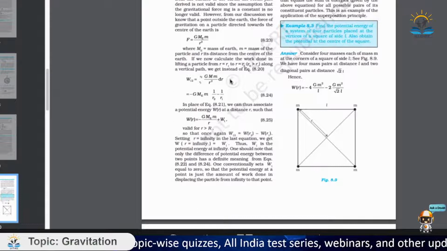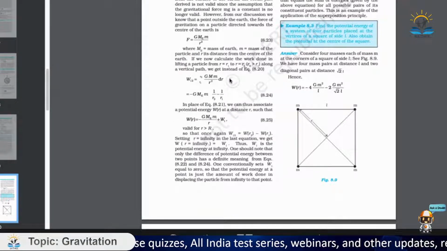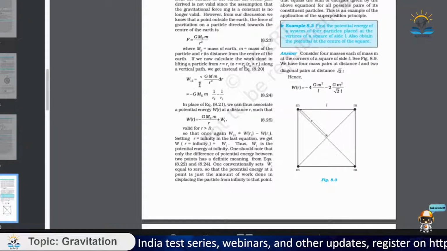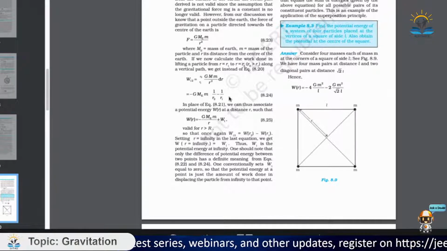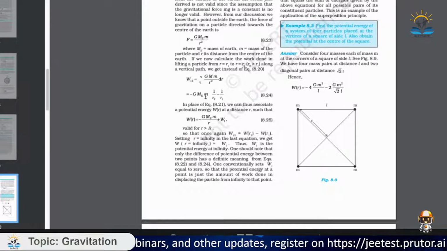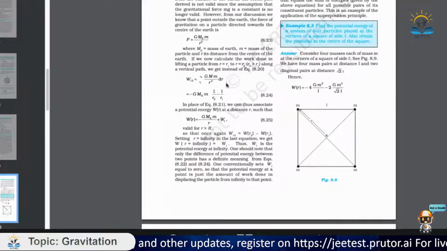Suppose we are taking it from a distance of r2 to a distance of r1. So we integrate this from r1 to r2. After integration, we get this formula: minus G Me m (1 by r2 minus 1 by r1).